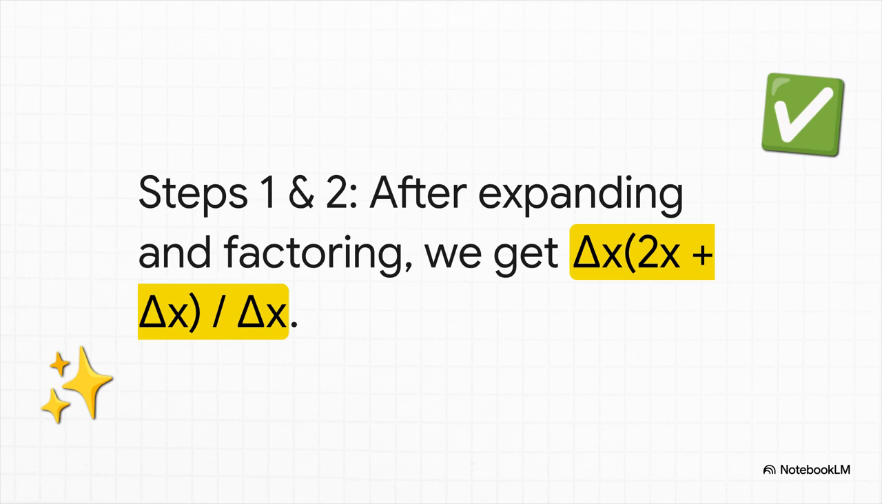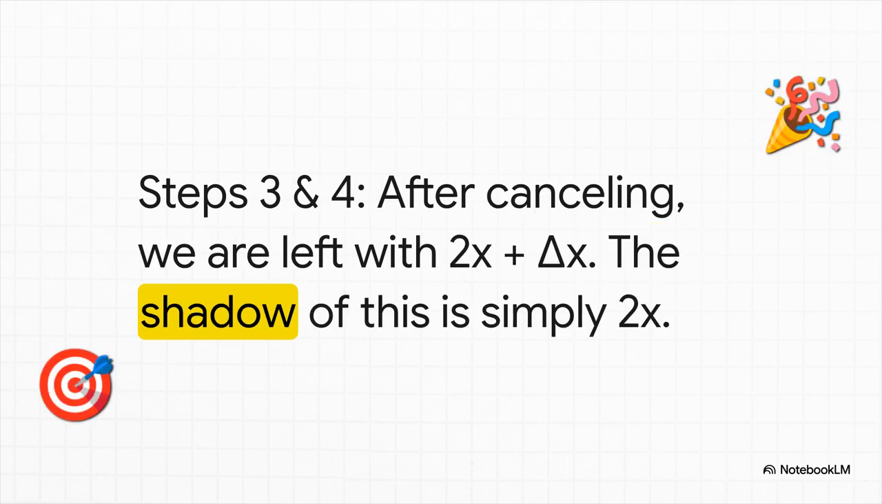Nice. Step 2, look closely. Every single term left on top has a delta x in it, so we can factor it out. This is the absolute key to the whole process. And now for the big payoff. Step 3, we cancel that delta x from the numerator and the denominator. Just like that, our whole 0 over 0 problem has vanished. We're left with just 2x plus delta x.